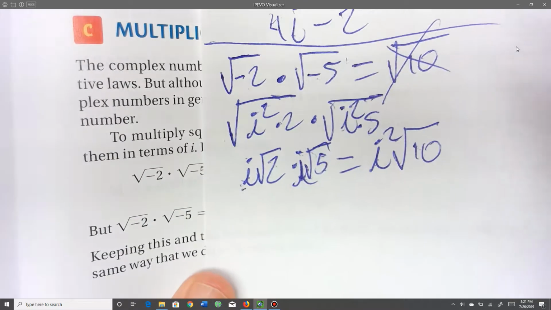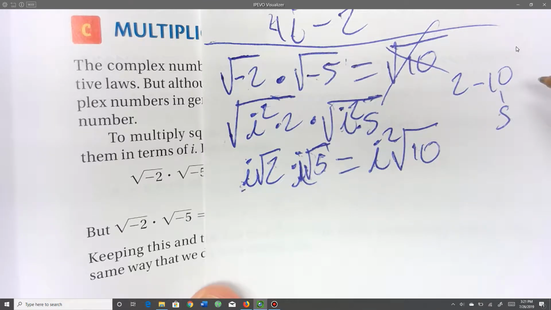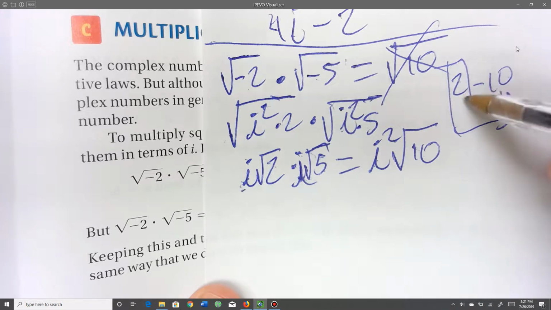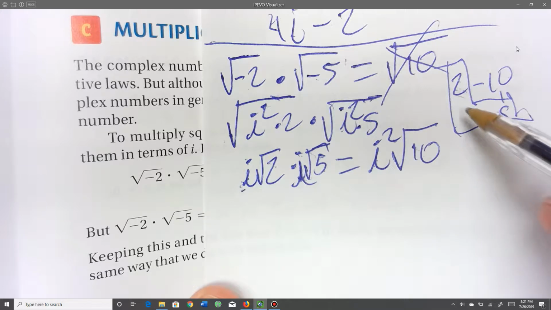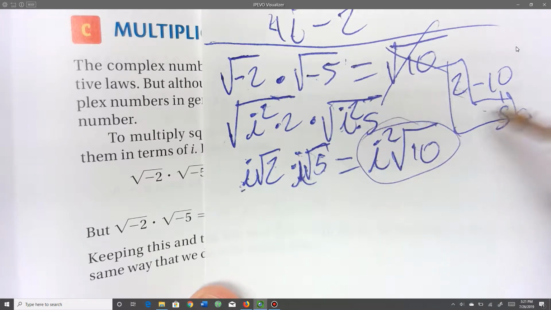If you can simplify here, that would be nice. Well, actually that would be correct. However, the only prime factors of 10 would be 2 and 5. We cannot get perfect squares from that. So that should be the simplified version there.